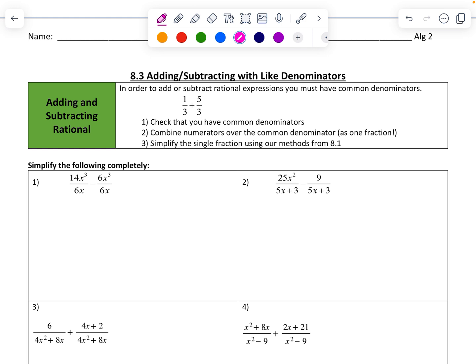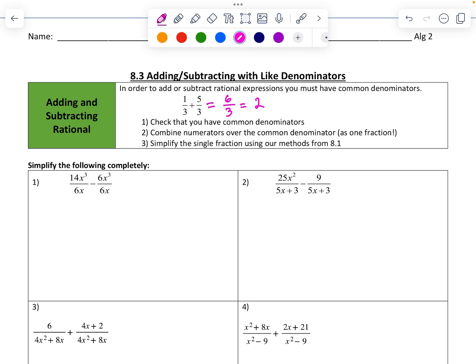So you may recall from elementary school that when you add or subtract fractions, you have to have like denominators. So when you have like denominators, you would add the numerators, but the denominators stay the same. And then you would simplify the fraction from there.